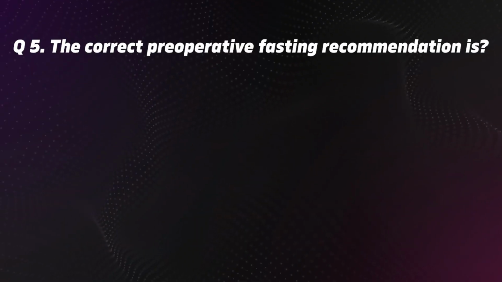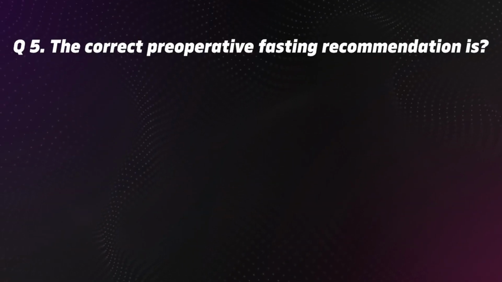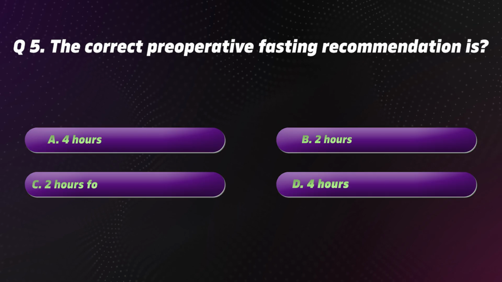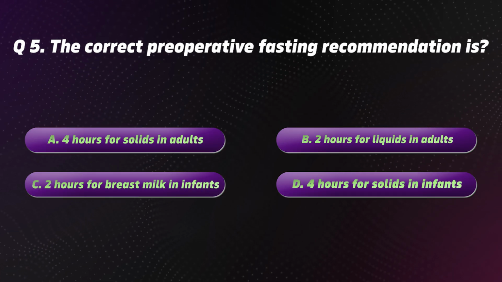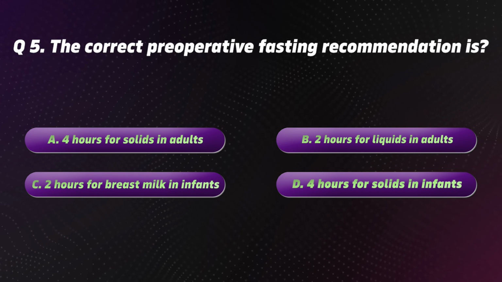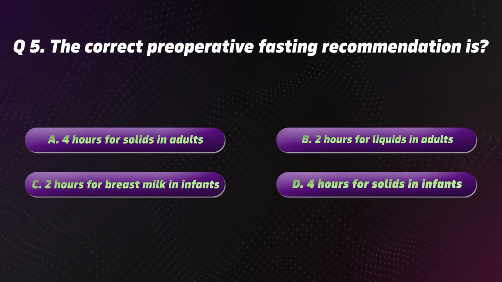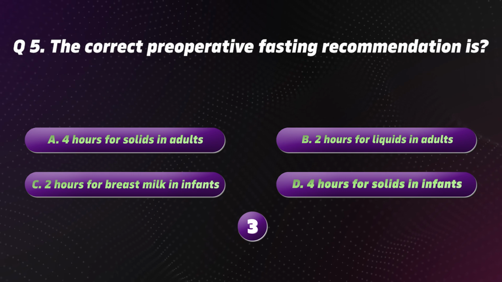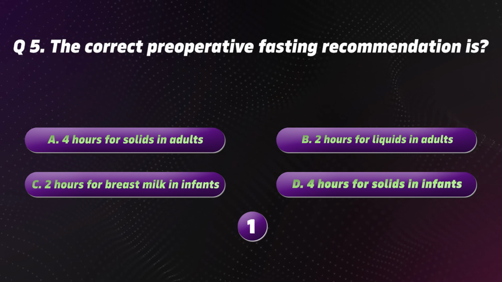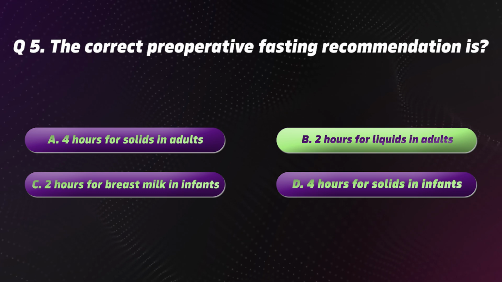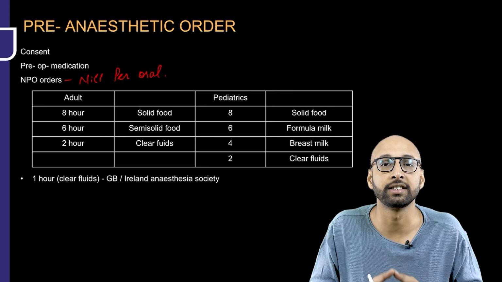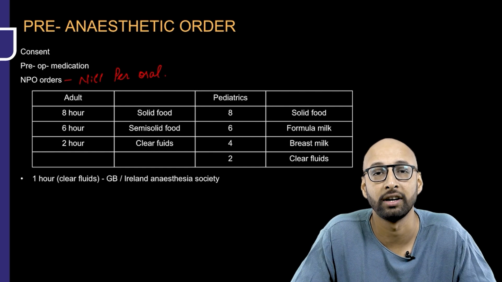Question 5. The correct preoperative fasting recommendation is? Here are the options. A. 4 hours for solids in adults. B. 2 hours for liquids in adults. C. 2 hours for breast milk in infants. D. 4 hours for solids in infants. And the correct option is B. 2 hours for liquids in adults. Here is the explanation. There were some nil per oral guidelines.